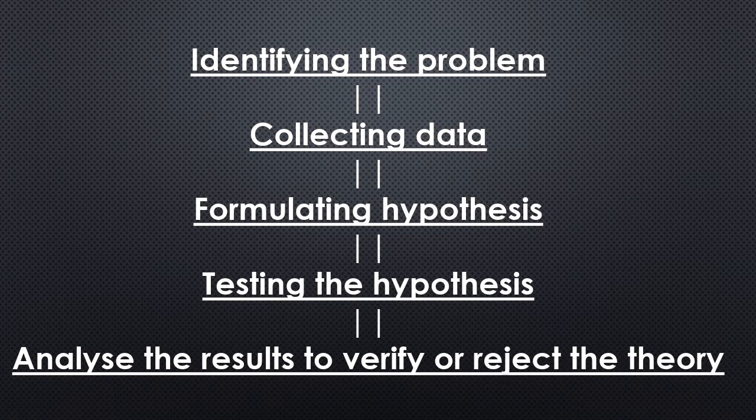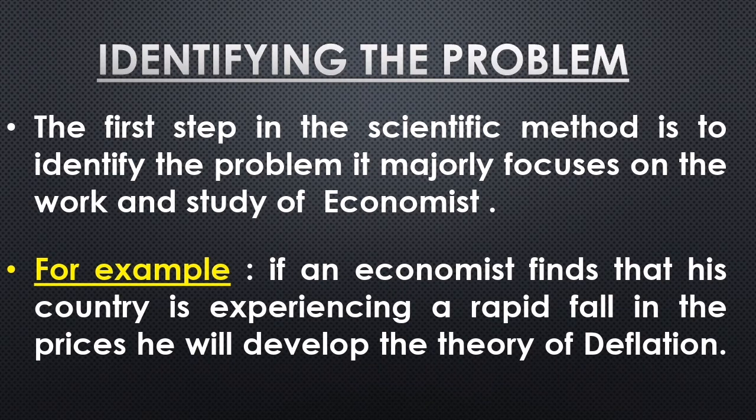Here we see the different steps of the scientific method: identifying the problem, collecting the data, formulating the hypothesis, testing the hypothesis, and finally analyzing the results to verify or reject their theory. So, the first step in the scientific method is identifying the problem. It majorly focuses on the work and study of economists.